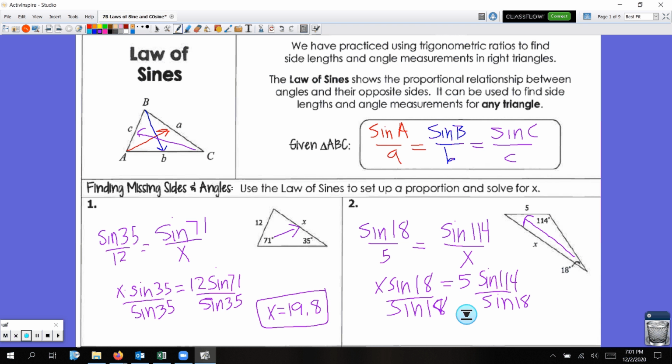All right, so now remember, this side of the equation is what you're putting in your calculator. So we said 5 times sine 114, close the parenthesis, divided by sine of 18. Enter. I get 14.8 if I round to the nearest tenth. X equals 14.8.